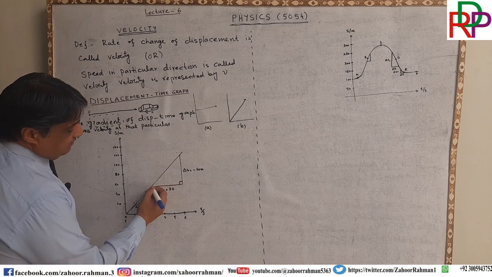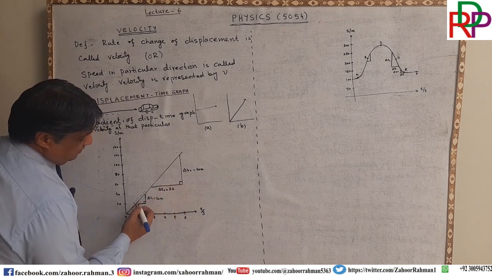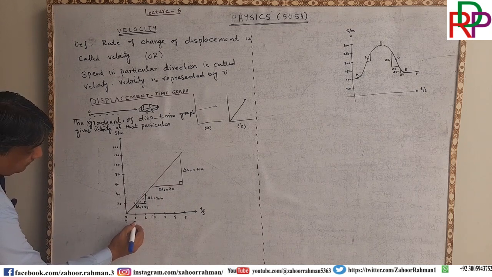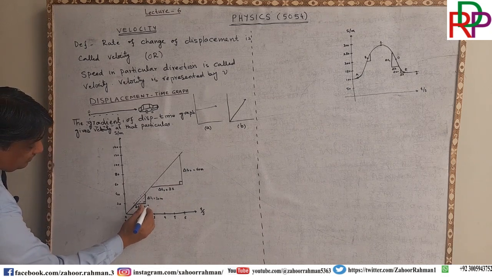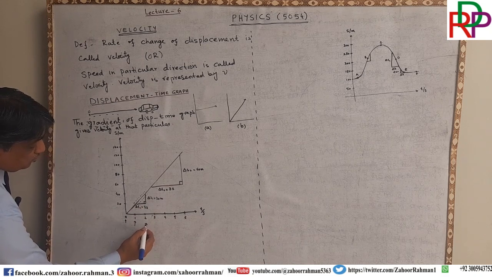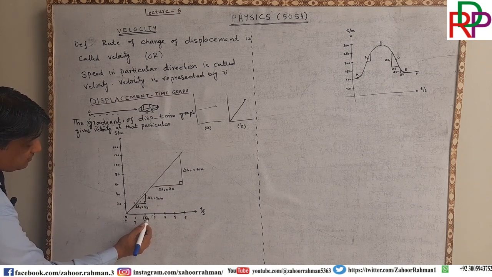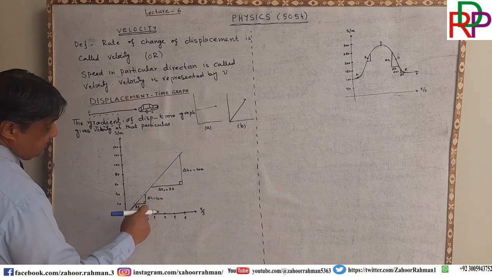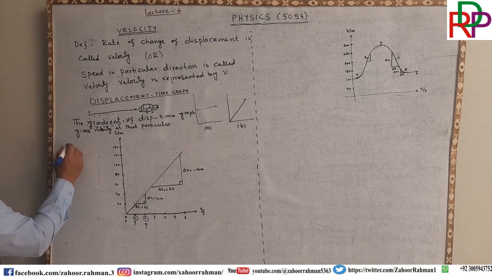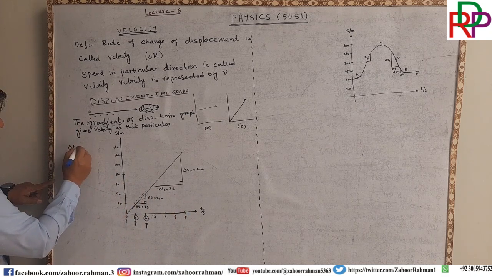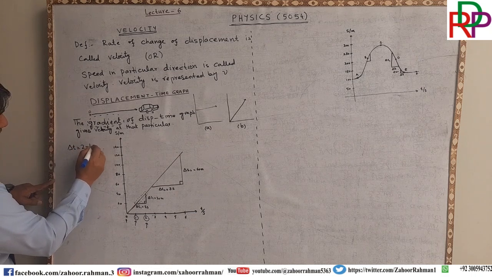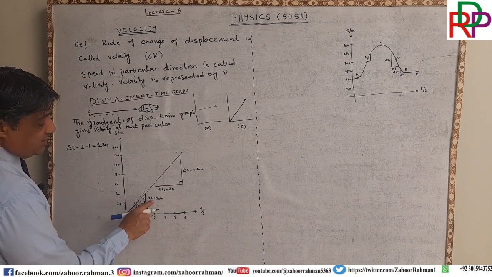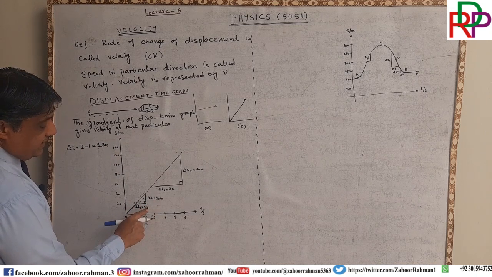So how many seconds are you going? Here you are going in the horizontal direction from 1 to 2. You have to subtract this from this, 1, and that will be called delta t because this is representing t. So delta t is equal to 2 seconds minus 1 second, which is equal to 1 second, and we have denoted this by 1 second here.